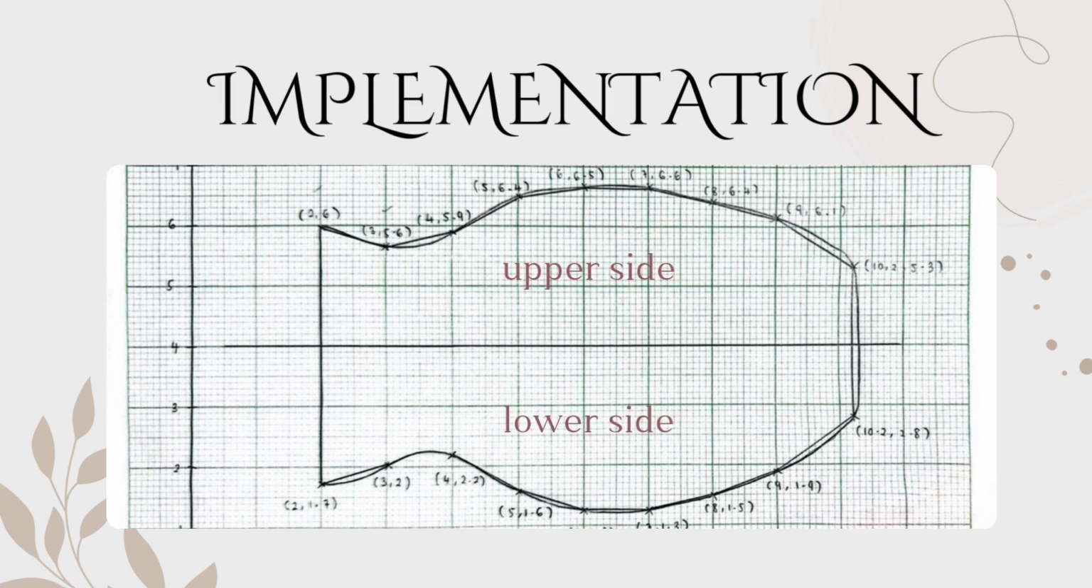Next, we move to the implementation. First of all, we have decided to draw the vase on a graph in landscape. The reason is because it was easier for us to divide it into two sides since it is almost symmetrical, and the sides are the upper and lower sides. After that, we choose 9 points for each side to plot. Then connect one point to the next with straight lines.